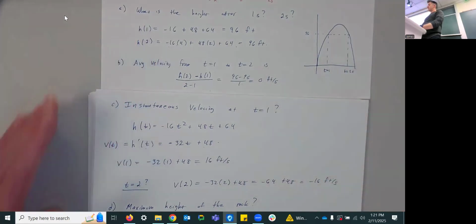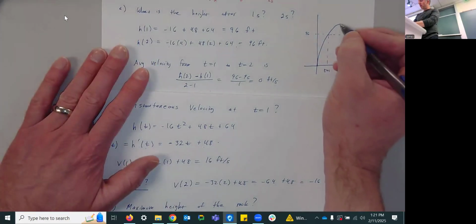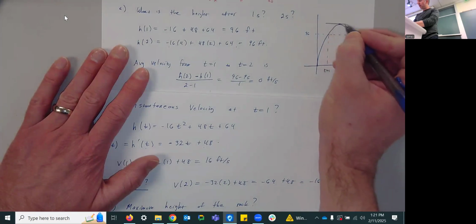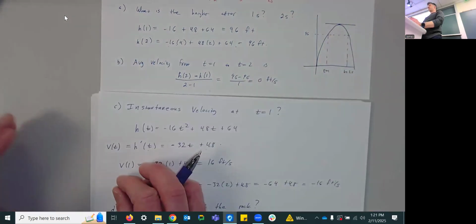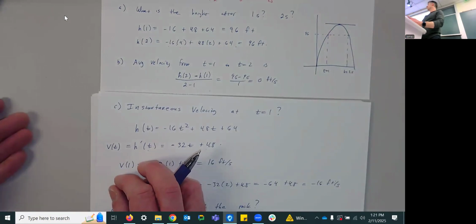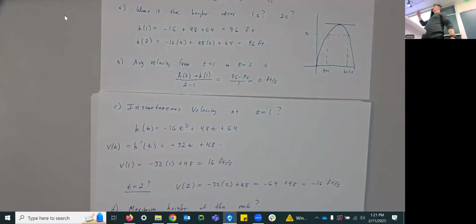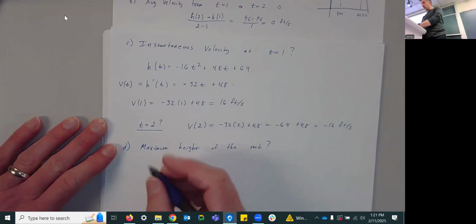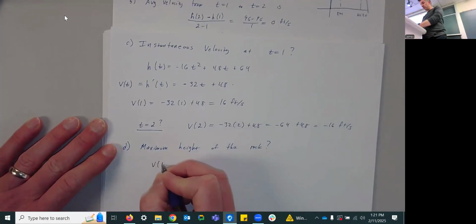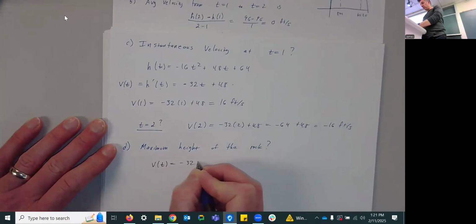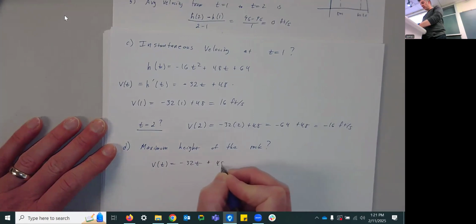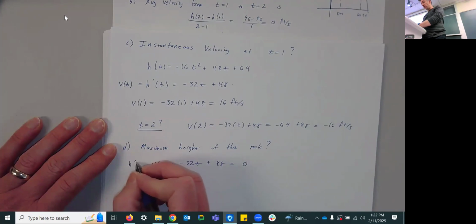The way we're going to find it is by saying, well, it's going to be where the derivative, aka the slope of the tangent line, is going to be 0, because we're going from a positive velocity on the way up, and then 0 at the top, and then a negative velocity on the way down. So we're going to take our velocity equation, which is negative 32t plus 48, and set that equal to 0. Or in other words, we're setting the derivative equal to 0.